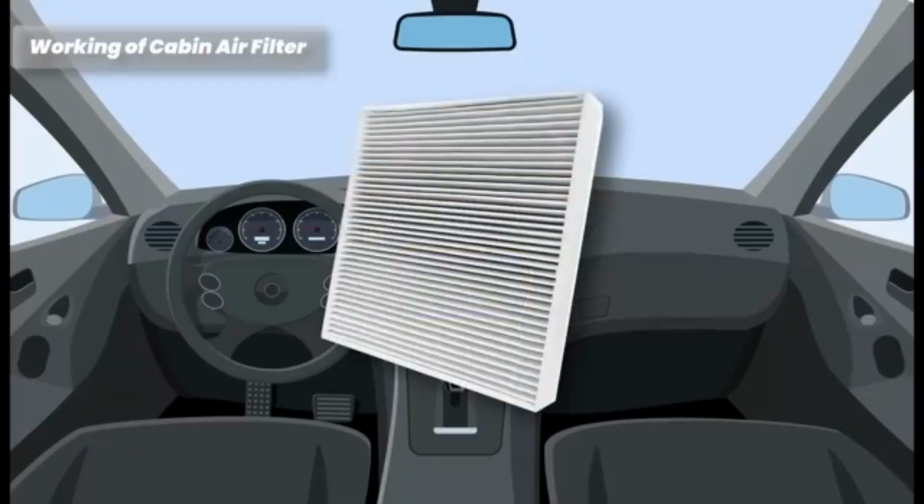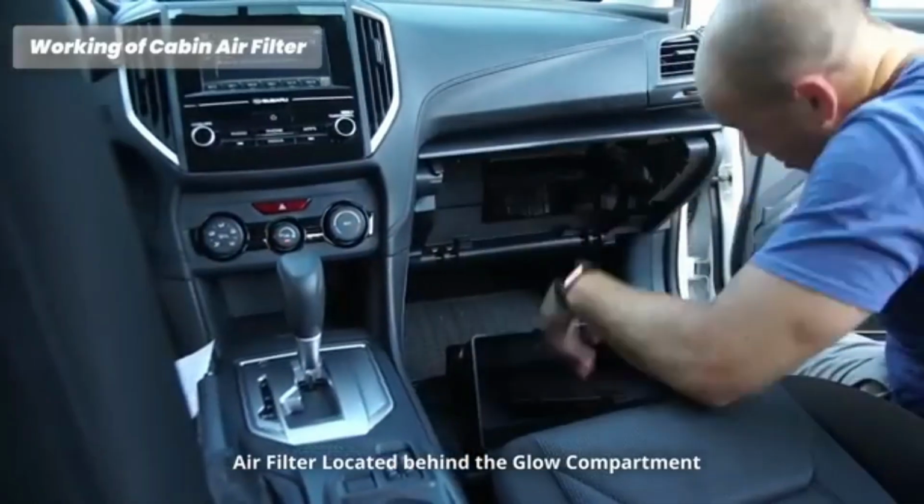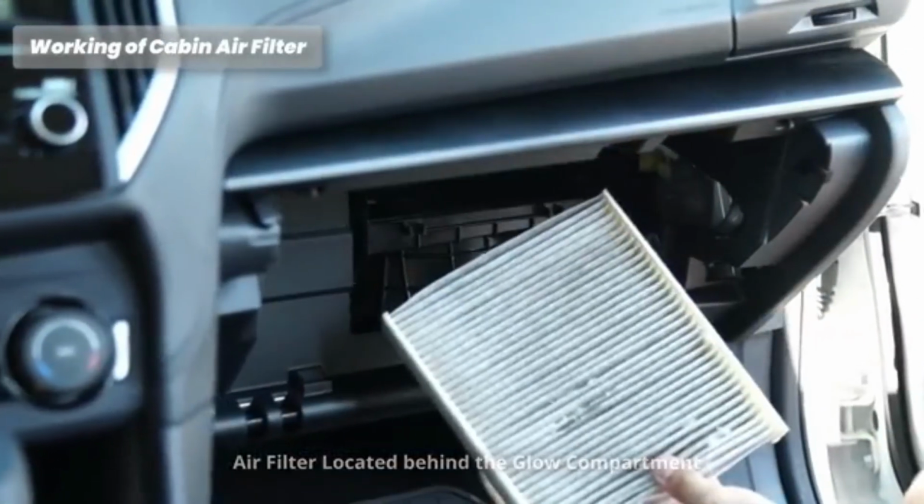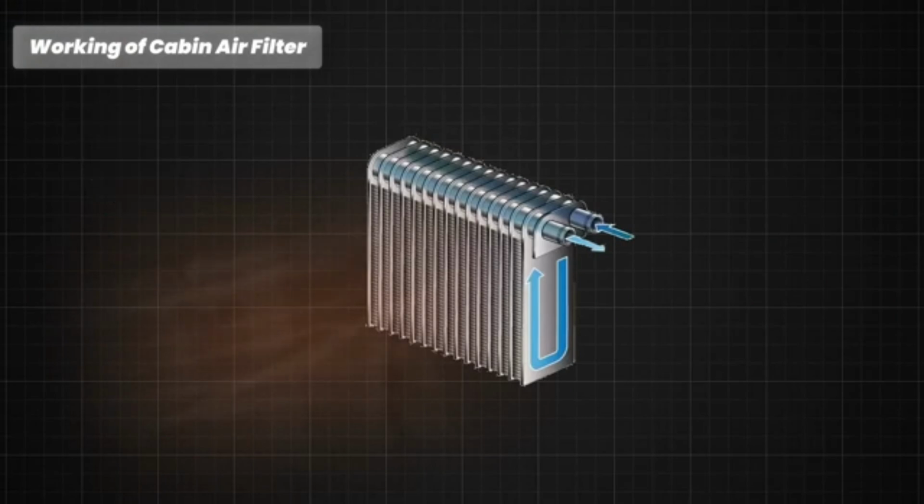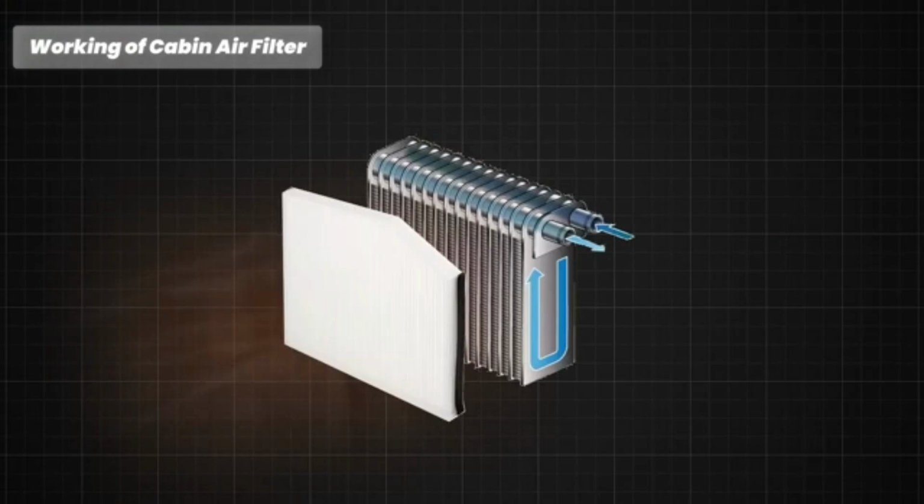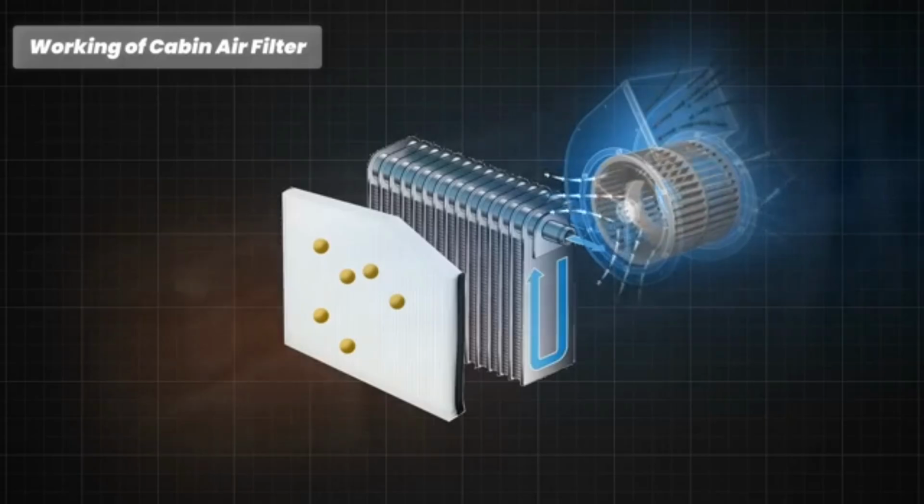The AC cabin air filter is typically located behind the glove compartment or under the dashboard on the passenger side of the vehicle. When you turn on your car's AC, air is drawn from outside or recirculated from inside the cabin. This air passes through the cabin air filter, which captures contaminants and provides cleaner air. The filtered air is then distributed through the vents, ensuring you breathe clean air while driving.